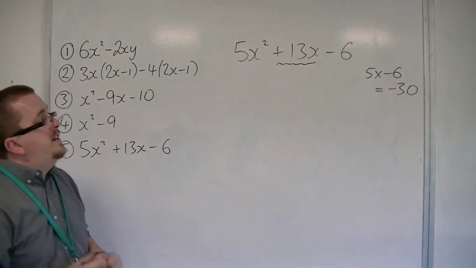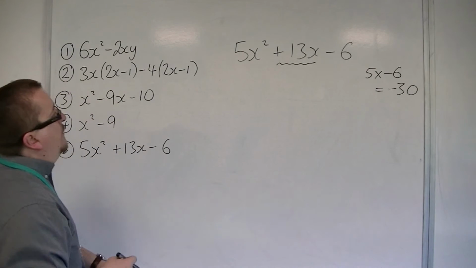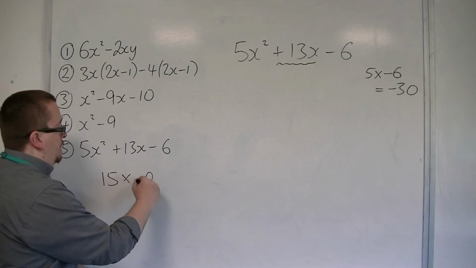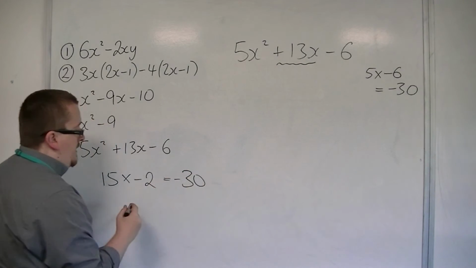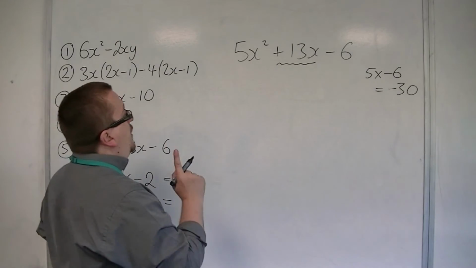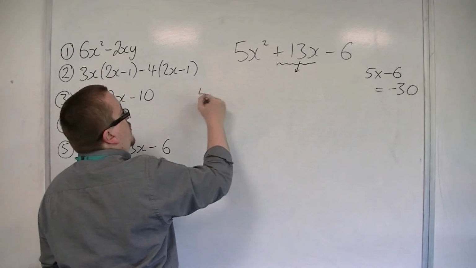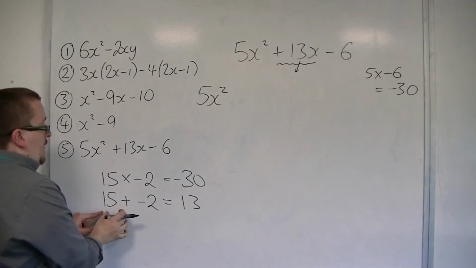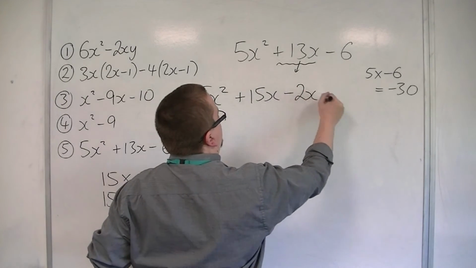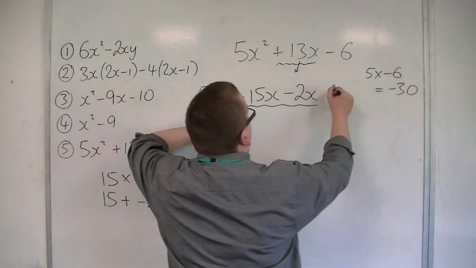Two numbers that multiply together to make minus 30, but add together to make plus 13. So the two numbers that will do that is 15 and minus 2. They multiply together to make minus 30, and they add together to make 13. And so what I can do is split the 13x into two parts. So it will have a 15x and a minus 2x. That is still 13x. I've just written it as two terms rather than one. But I've still got that minus 6 on the end.